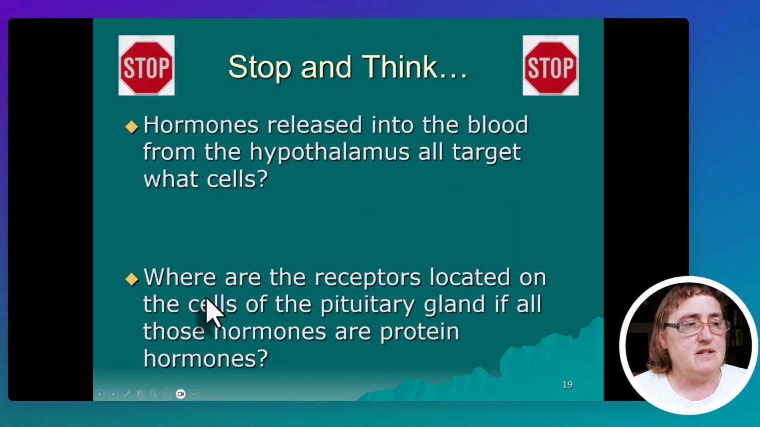So hormones released into the blood from the hypothalamus all target what cells? All the cells in the anterior pituitary. And the receptors, because they're all protein hormones, are all going to be on the cell surface.